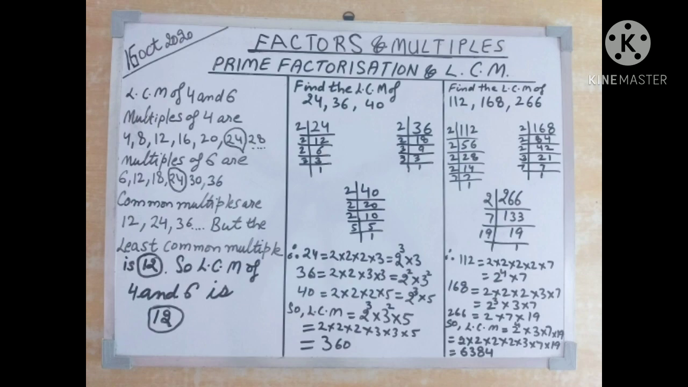So I hope the process is very clear, right? Just write down all the prime factors and give the greatest power to the common factor and multiply them. You get the final LCM of the given numbers.